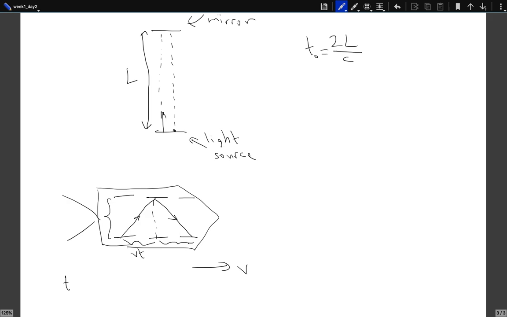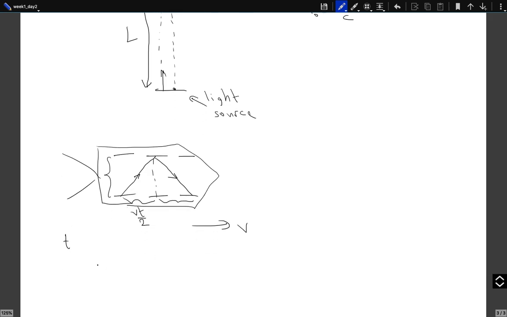So basically, I'm assuming that these two angles are also the same. If those two angles are the same, this length and this length are exactly the same. By the way, this length is not Vt, it's Vt over 2. So the whole time is t. Half of it is over here, half of it is over there. Vt over 2, Vt over 2. Well, the rest is just the Pythagorean theorem. So what do we know? Vt over 2 squared plus L squared, this length squared plus this length squared, should be equal to this length squared. What is this length?